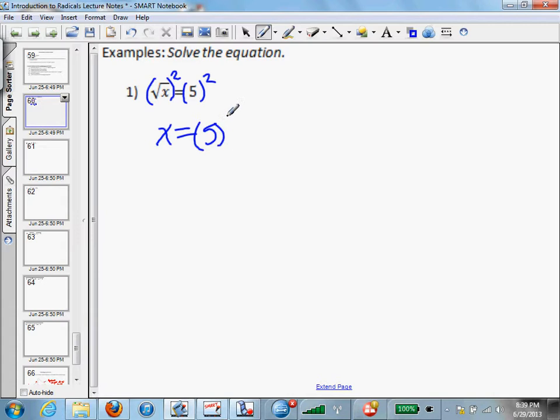x equals 5 to the second power. To simplify that, x just equals 25.